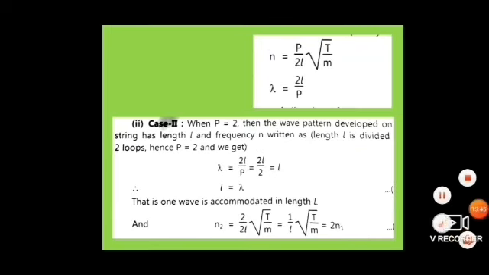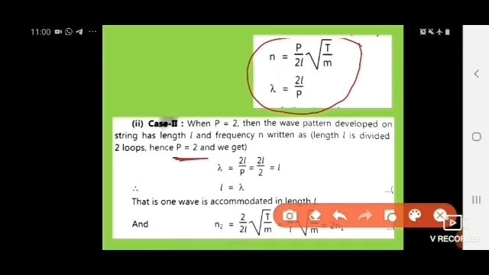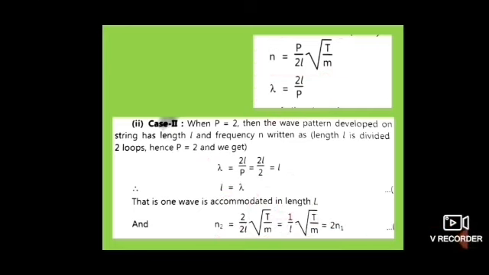We have the standard formula, n = p/2L × √(T/m), λ = 2L/p. So we put p = 2 in this equation, and we get the value of λ = L. So by putting this into this equation, we get the final value n2 = 1/L × √(T/m).